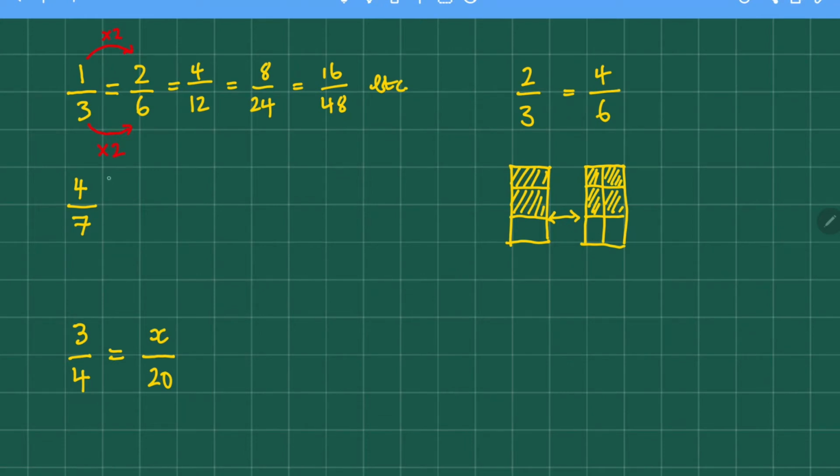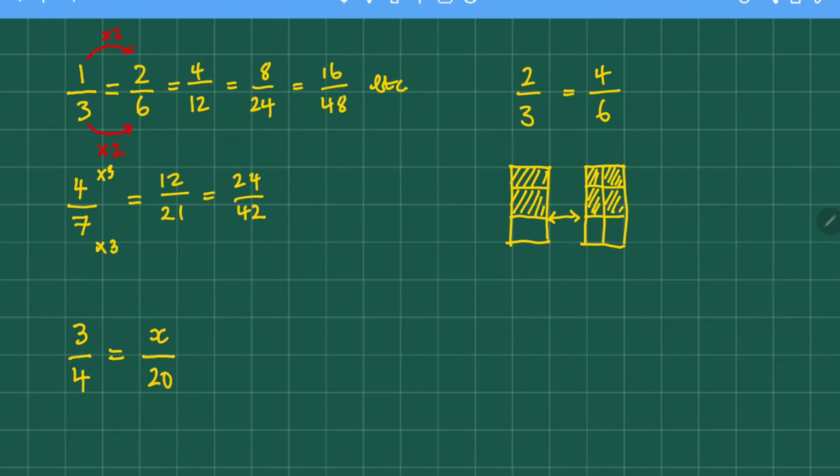Let's try again with a 4 here. Instead, we could multiply by 3 on the top and the bottom. So you don't need to draw the arrows. So 12 over 21. Then we could go up again times 2. So we go 24 over 42.